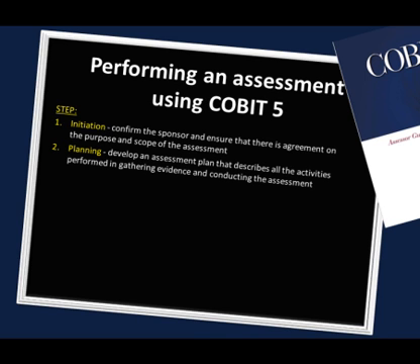Step 2 is planning. Here we develop an assessment plan that describes all the activities performed in gathering evidence and conducting the assessment. During the planning phase, it would be important to consider the use of an assessment tool, since there is a large amount of information to be gathered. COBIT should not be used as a simple checklist. Each process needs to be assessed, activities identified, and related work practices that are necessary to achieve the selected outcomes. A data collection strategy regarding interviews, meetings, documents uploaded, and screens to be captured should be defined, and samples, templates, and examples prepared in advance of the planned meetings and interviews.